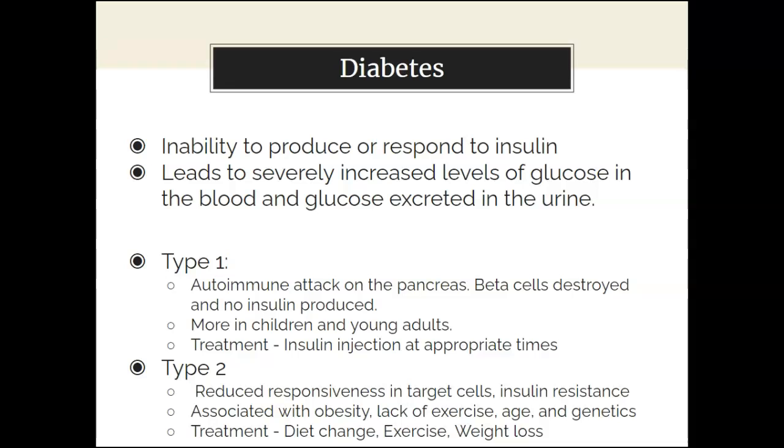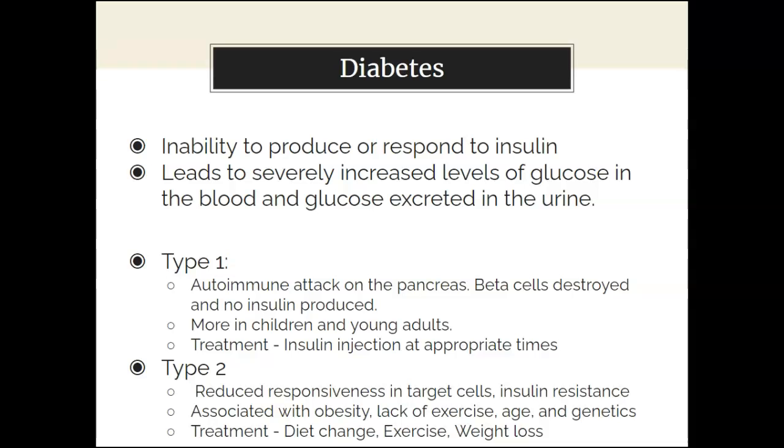So type 1 diabetes is an autoimmune attack on the pancreas. So beta cells are destroyed, no insulin is produced. You can't quote unquote fix type 1 diabetes. This happens more in children and young adults than older humans, and the treatment is just insulin injections at appropriate times, constant monitoring of blood sugar levels, and basically you, the person with diabetes, are taking care of your insulin levels, you're monitoring it, you're adding more if necessary, you are being conscious of too high and how to fix that.